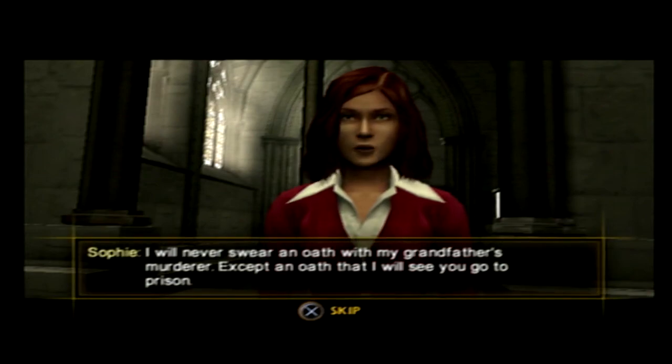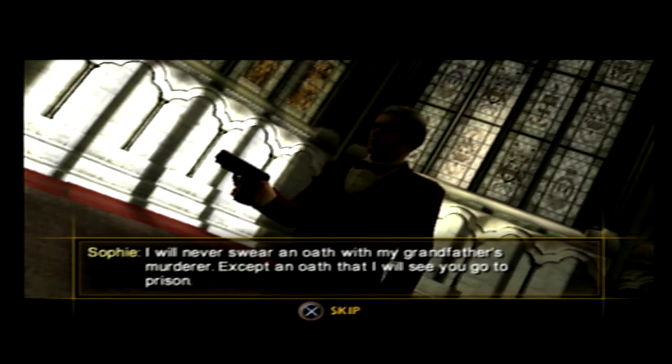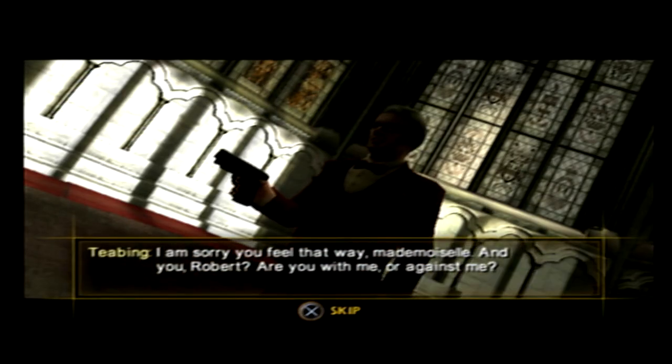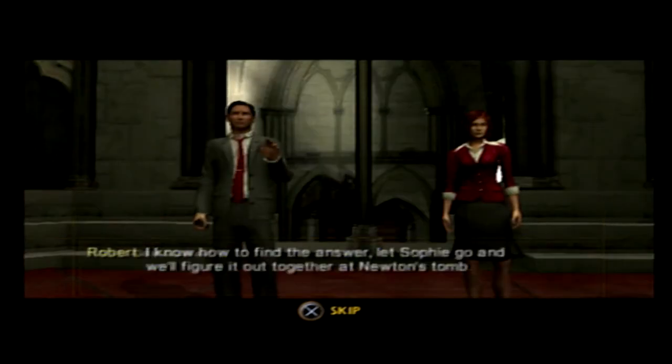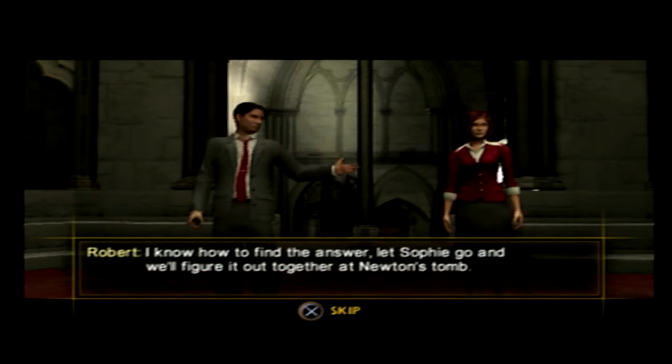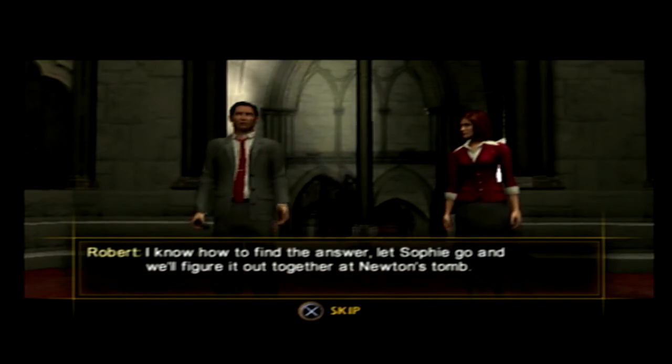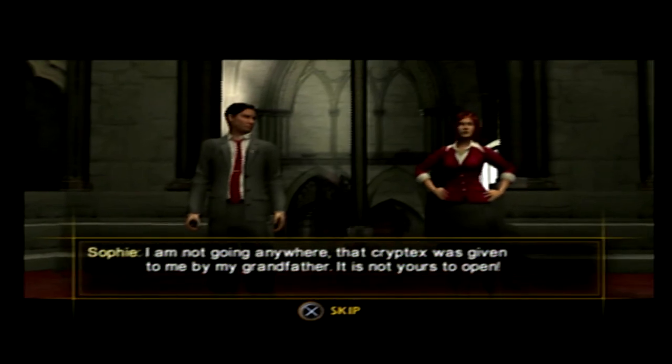I will never swear an oath with my grandfather's murderer, except an oath that I will see you go to prison. I am sorry you feel that way, mademoiselle. And you, Robert? You with me or against me? I know how to find the answer. Let Sophie go, and we'll figure it out together at Newton's tomb. I am not going anywhere.